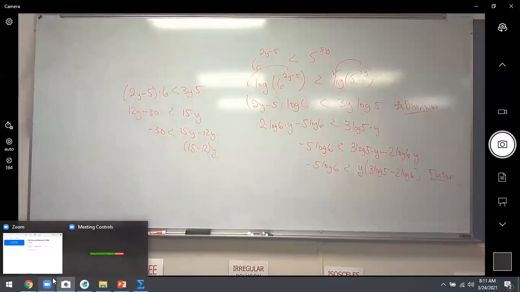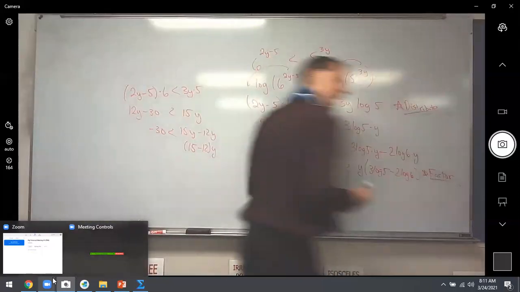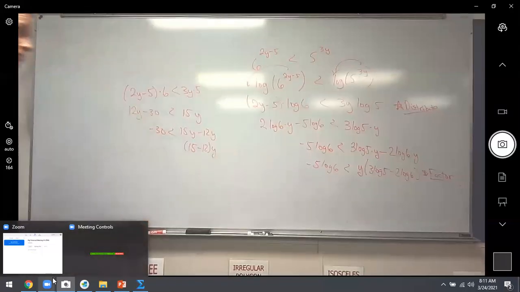You have to know at that first stage we talked about to distribute out that log. And then later on, when you get all the y's on one side, you got to know to factor them out. This is the hardest kind of problem you'll ever see.